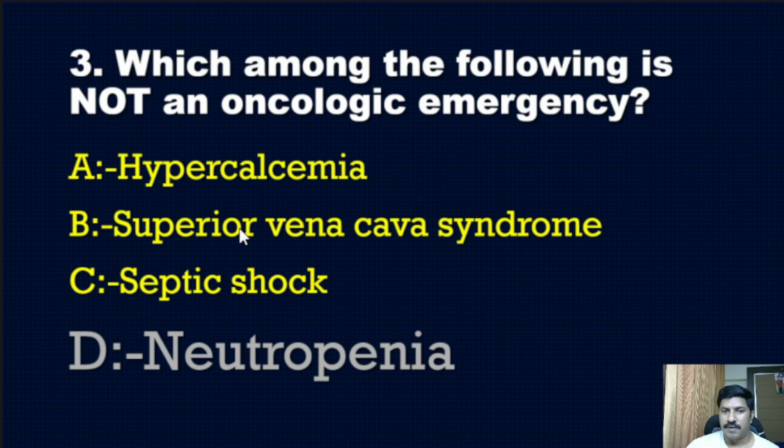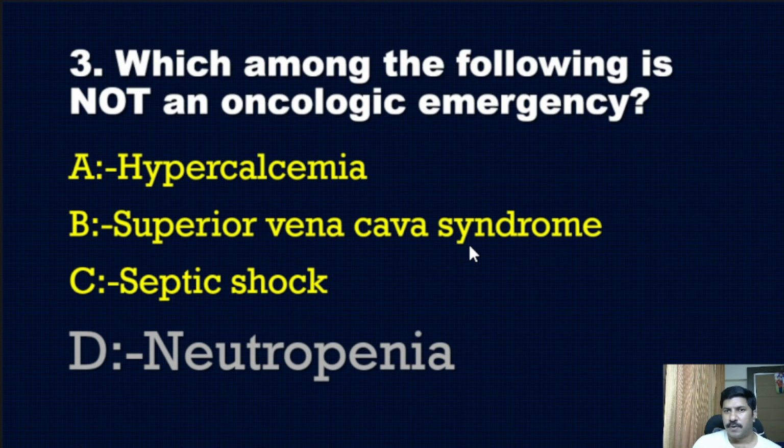One more I forgot to explain: superior vena cava syndrome. It is a group of conditions mainly due to partial or complete occlusion of the superior vena cava due to metastasis of malignant tumors. It causes symptoms like facial puffiness and increased blood pressure in the upper limbs, and it also reduces cerebral blood flow. These are the main symptoms of superior vena cava syndrome.